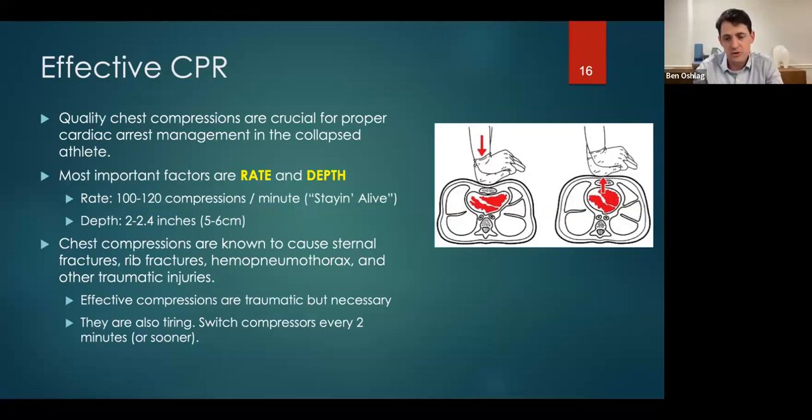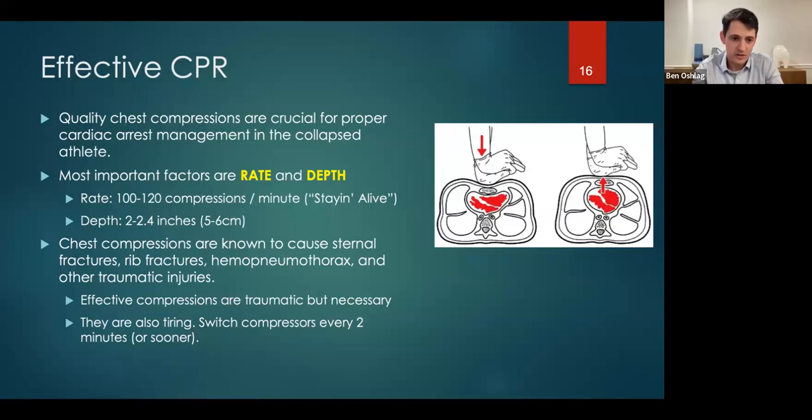And depth is important because you have to squeeze the heart. You can look at that graphic there. You basically are doing an external cardiac compression, squeezing the heart to circulate blood. So you have to be able to press it hard enough to squeeze the blood out. Compressions are not kind and gentle. They cause sternal fractures, they cause rib fractures, they can cause pneumothoraxes, hemothoraxes, other traumatic injuries. That's okay. I don't care about the status of your rib cage if you don't have a pulse.